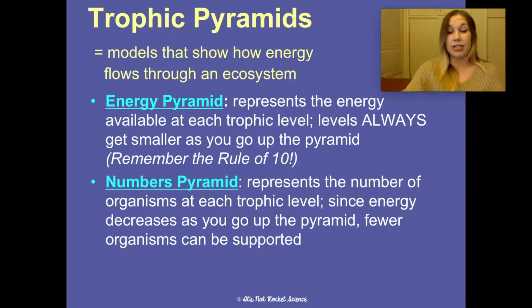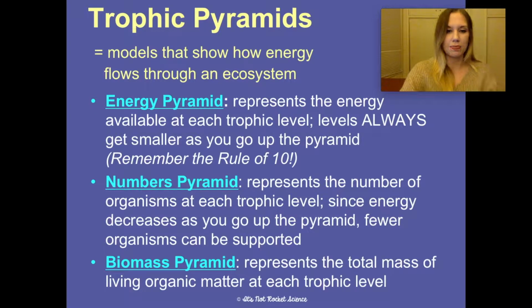Because remember, the sun is the supplier of all energy on our planet, and without the sun, we would not be here. But we're not able to get all that energy from the sun. Only the producers are, and they're hogging it for themselves. So yeah, when you get to the top of the food chain, fewer organisms can be supported.